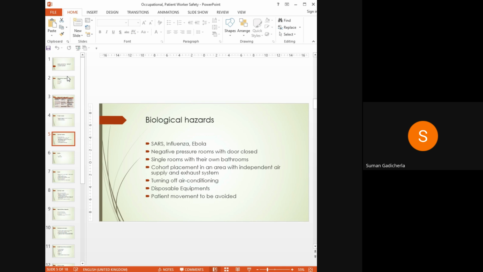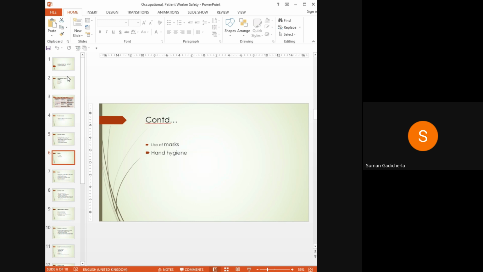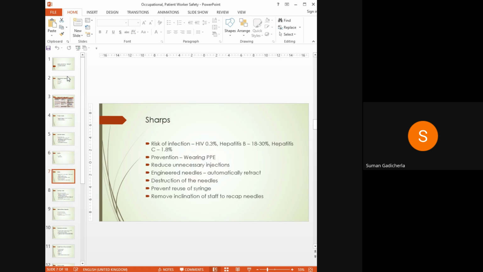Especially in certain places there are central air conditions. Because of this air condition there are many types of pathogens that can spread in the air itself. So to prevent that, you can have negative pressure rooms, turn off the air condition to a certain extent, and minimize patient movement from one place to another, so that the infection, if at all, is only in one place and is not going across to other places. The most common thing that you have seen is use of masks, and hand hygiene has to be cultivated everywhere.